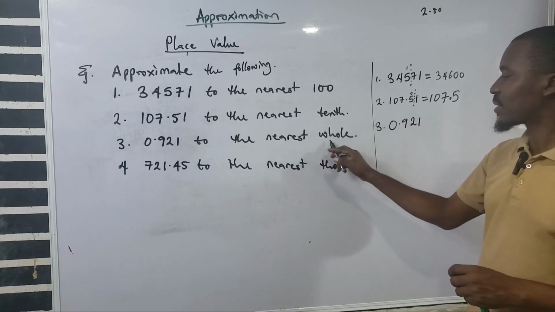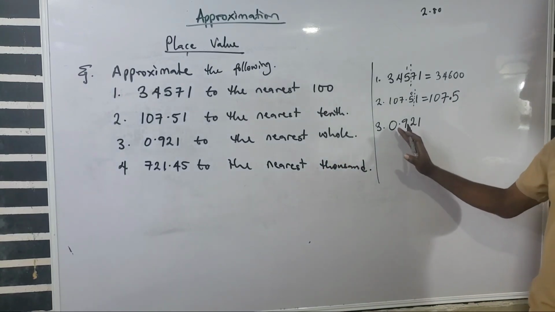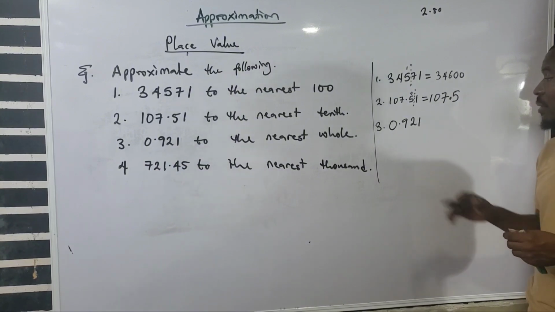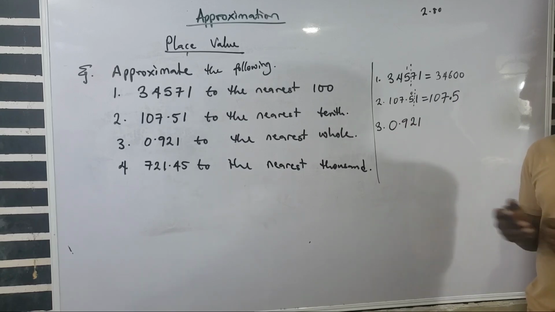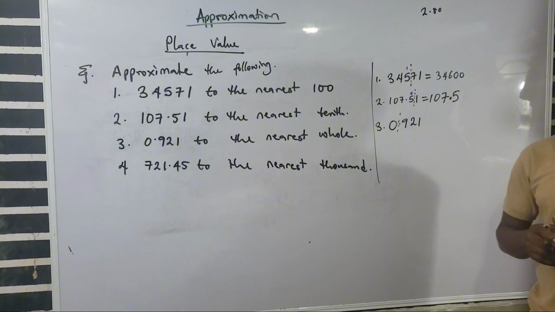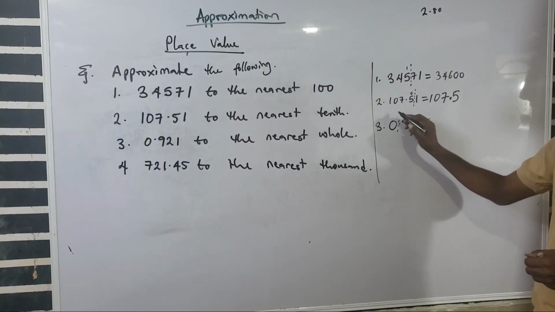So number 3, we have 0.921 to the nearest whole. Yes, I like this question. To the nearest whole, you can see here we don't have, or we do, but the number that represents the nearest whole is 0. So does that stop anything? No, it does not. So we come and put our invisible line here. So that will give us, is it up to 5? Yes. So we'll add 1 to this.